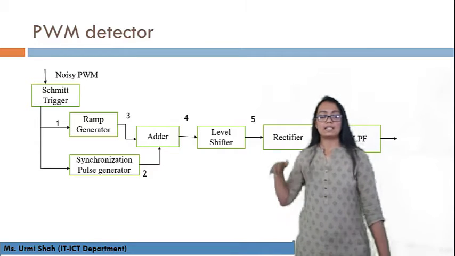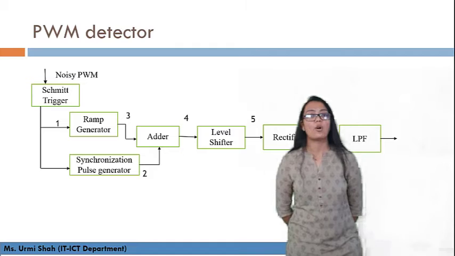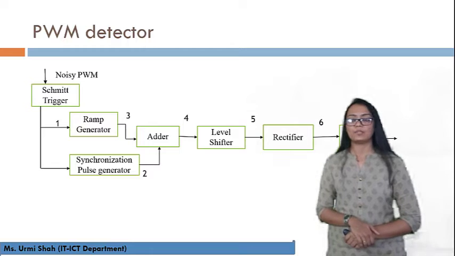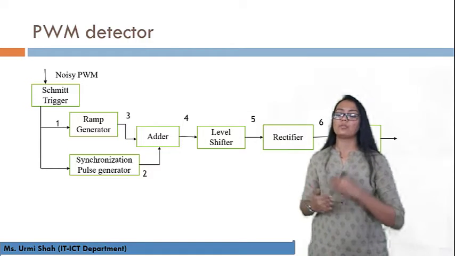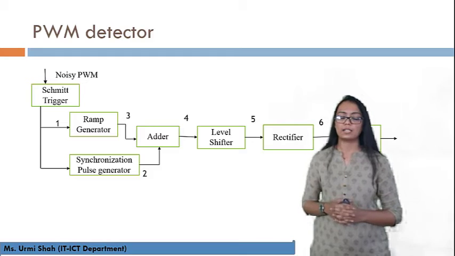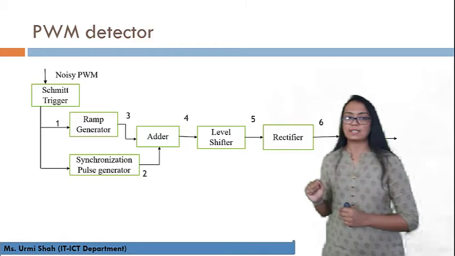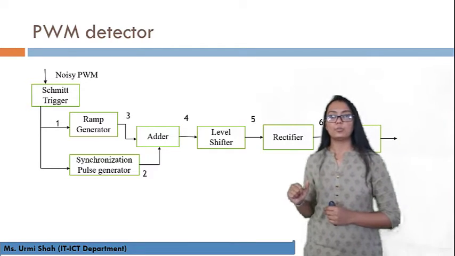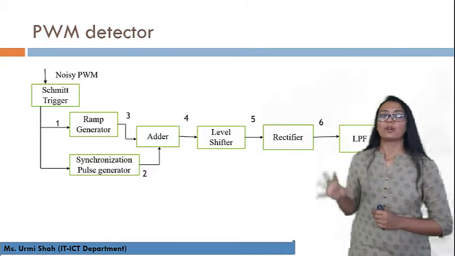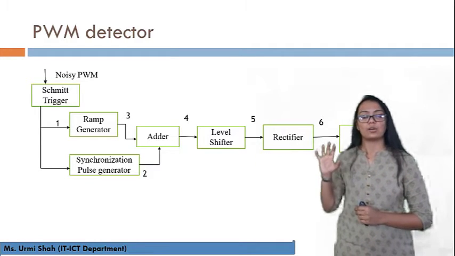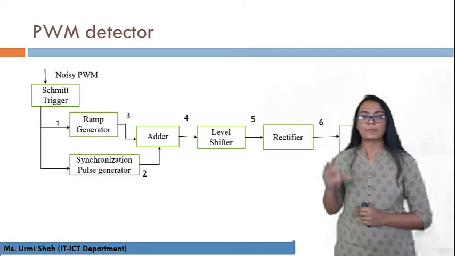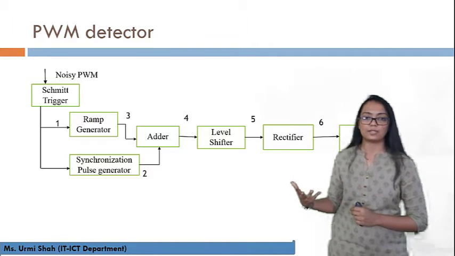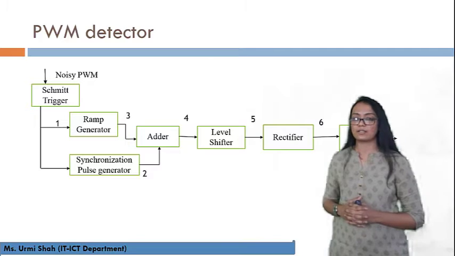And the first thing is how we will have detection of PWM. PWM signal generation we have already learned in the previous session. How we will detect or how we will demodulate the PWM signal. So this block diagram is basically used for PWM detection. Firstly, we will have our input from Schmitt trigger circuitry. From Schmitt trigger circuitry, we will have our noisy PWM signal. Noisy PWM signal will be applied to Schmitt trigger circuitry. Now what will Schmitt trigger circuitry do?